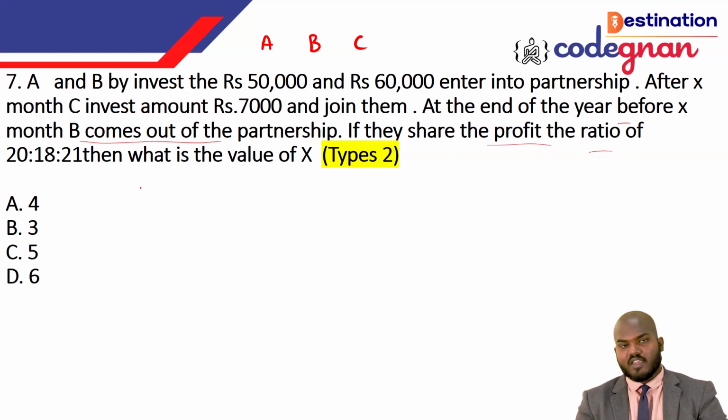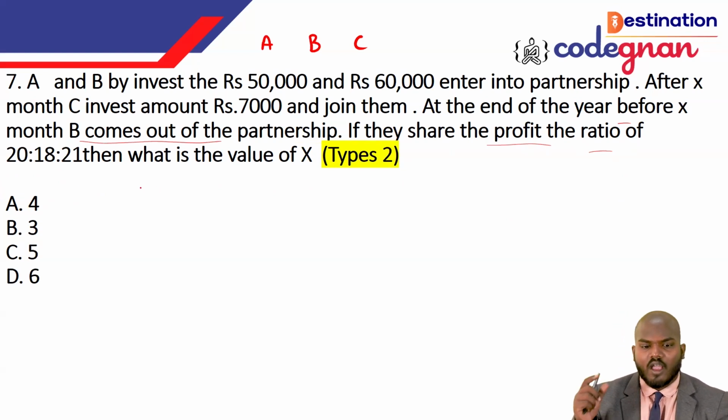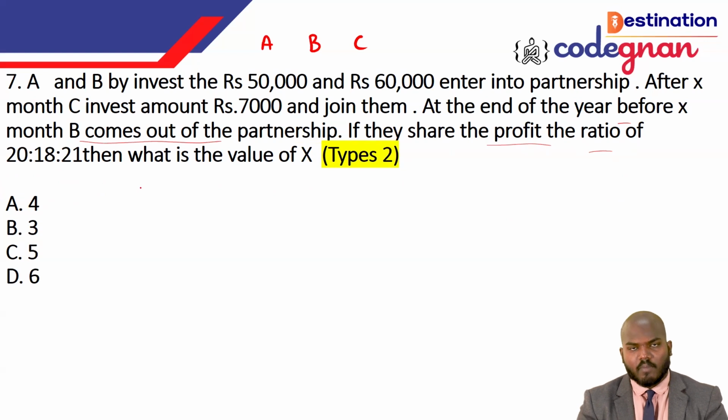You see this one, they are giving the outcome and they want to find out how much time A and B were in the partnership and how much time ABC were in the partnership. That is the deal of the question they have given.